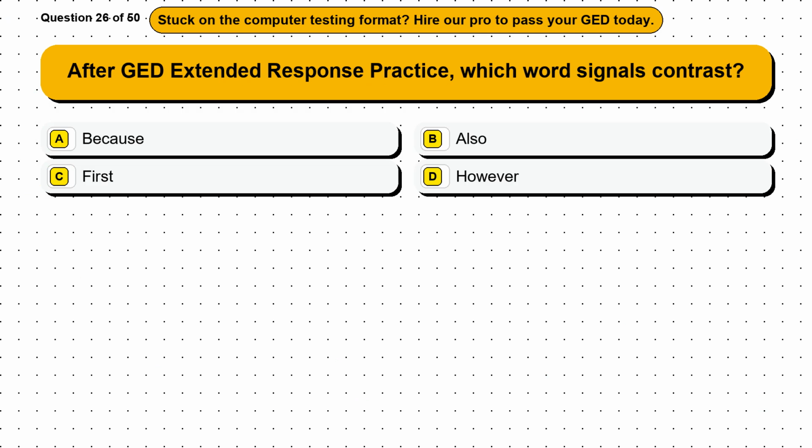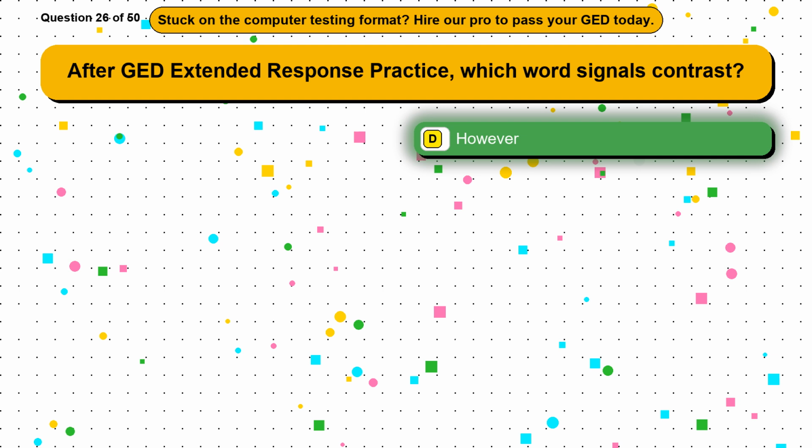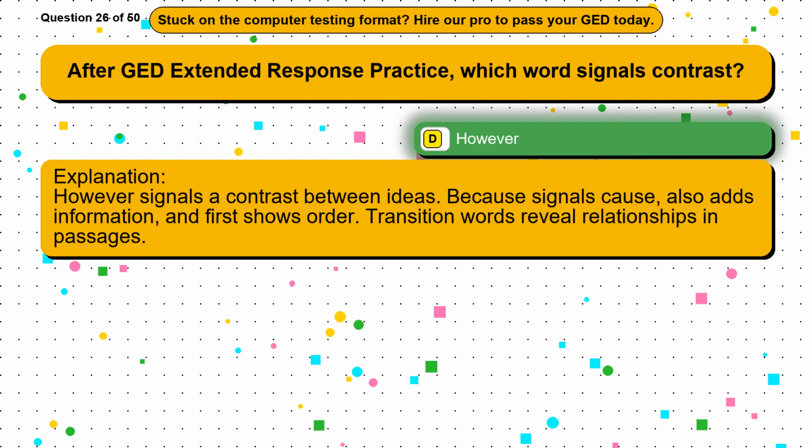Question 26. After GED Extended Response Practice, which word signals contrast? Option A. Because. Option B. Also. Option C. First. Option D however. The correct answer is option D. However. However signals a contrast between ideas. Because signals cause, also adds information, and first shows order. Transition words reveal relationships in passages.